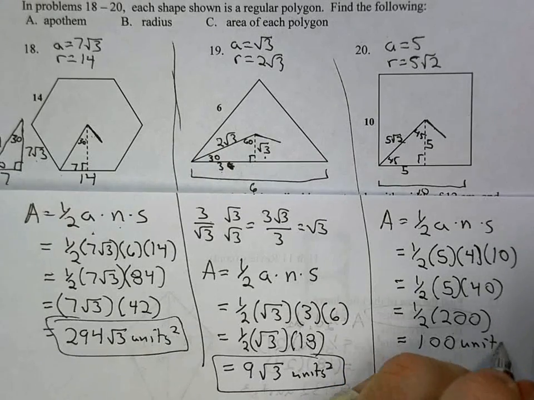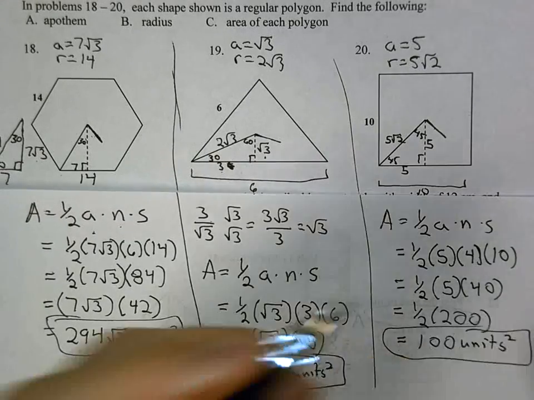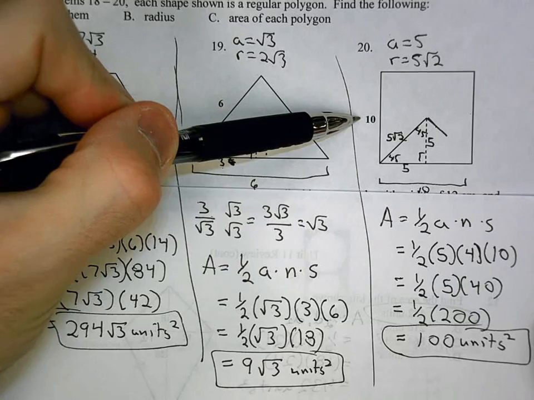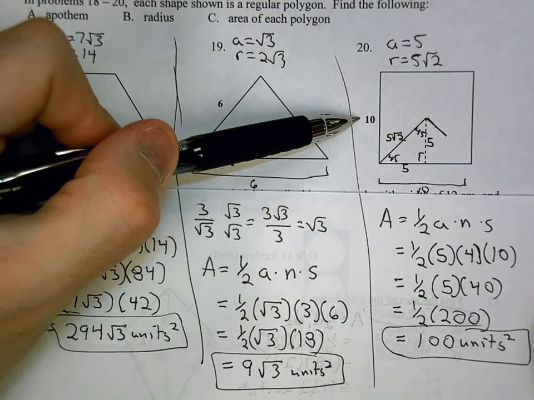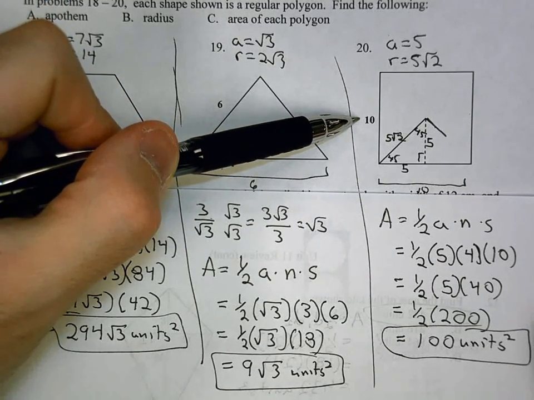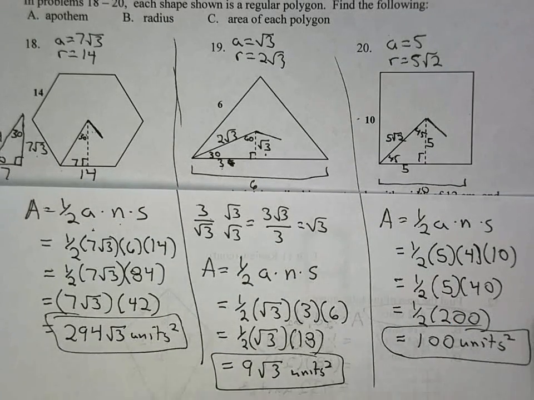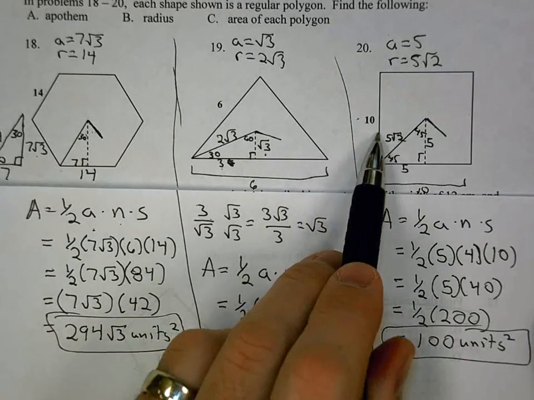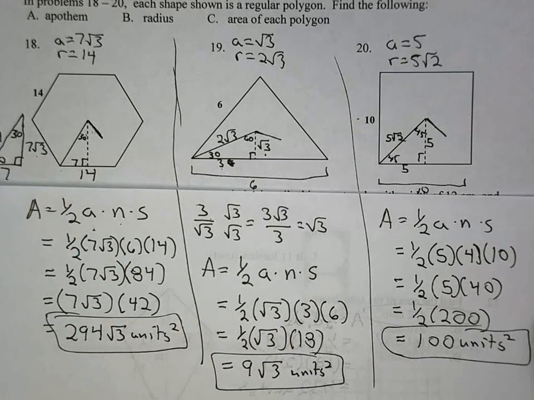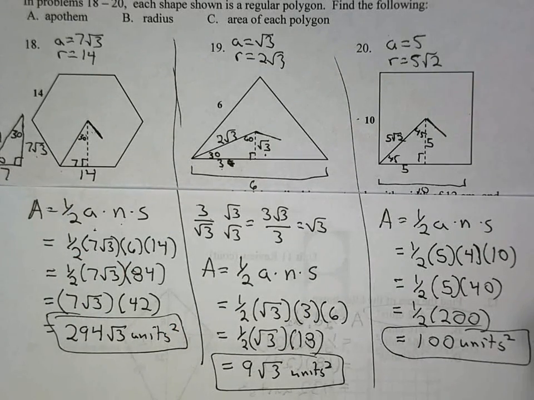Now, take a second, look back. You really could have already found the area because it was a square. We knew each side was 10. We could have just squared them. But we did go through, found the apothem, found the radius. But we didn't technically have to do that if we were just asked to find the area. So kind of could have saved us some time. But 100 units squared is our answer there.